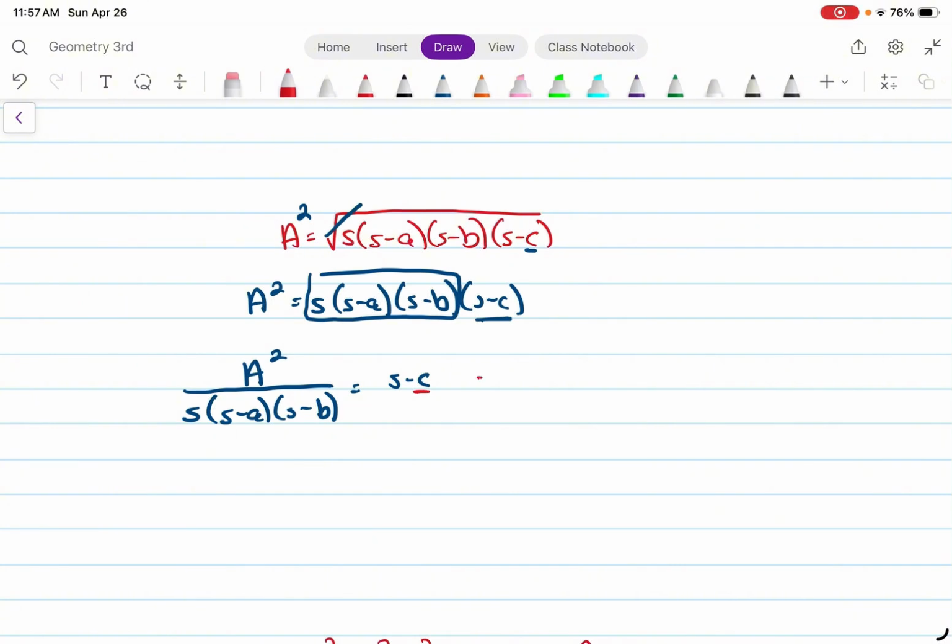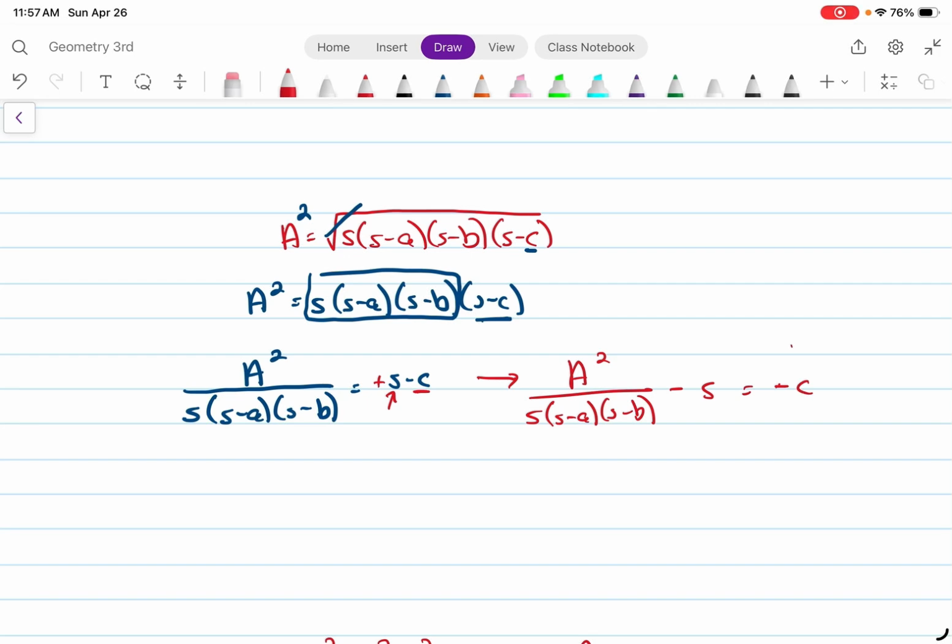So next step, I'm going to come over here to the side. I'm going to move this s. Since it's a term, it's a plus s. When you move it to the other side, you're going to now have a squared over the stuff we just wrote minus that s, and that's equal to a negative c.